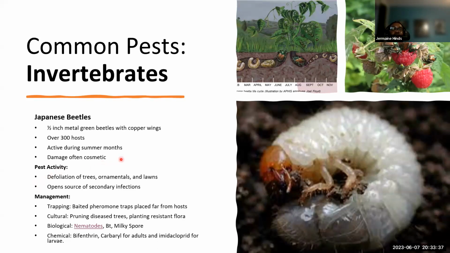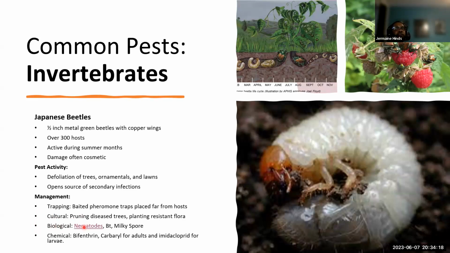in the plant. As far as management of the Japanese beetle, there's some trapping: baiting traps with pheromone and placing them far from the other host plants on your property. There's cultural approaches, so pruning diseased trees, planting resistant flora. Again, pests are attracted to stressed plants. So if trees are already diseased or under attack, it's more likely that pests can overcome those defenses than on a healthy plant.